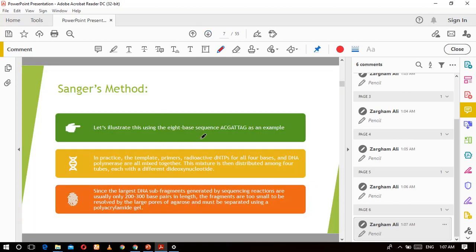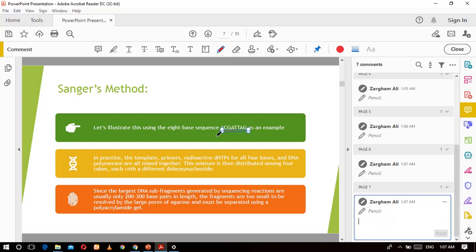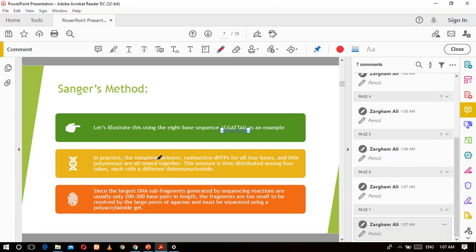For illustrating the Sanger method, we are considering an example having a DNA sequence of 8 bases: ACG, ATT, AG. For Sanger sequencing, we must have a template, a primer, and radioactive dNTPs for all four bases, which are adenine, thymine, cytosine, guanine, and DNA polymerase, so that our template for our sequence can be extended. And these all are mixed together.